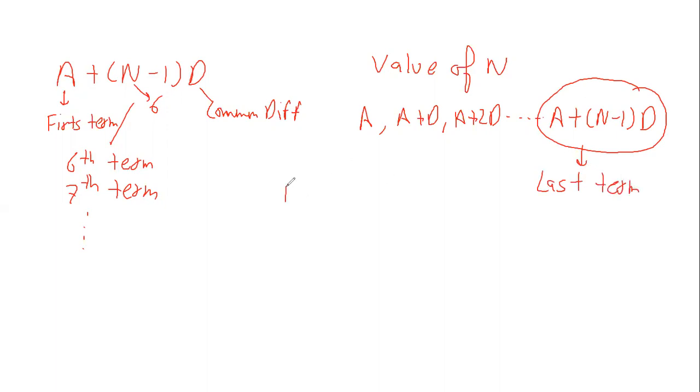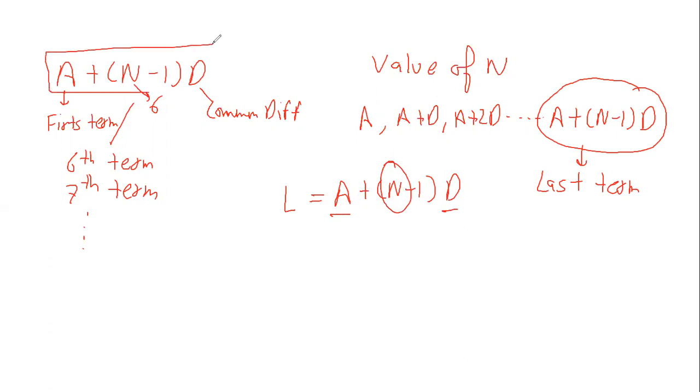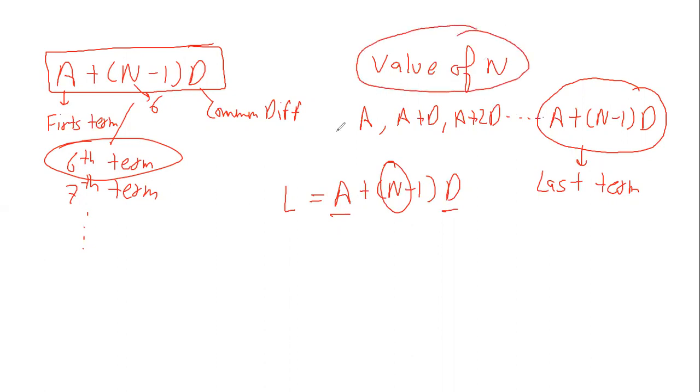So if I know the last term, and if I equate the last term with a plus n minus 1 times d, replace the value of a as the first term, replace the value of d, I can calculate the value of n. So this expression a plus n minus 1 times d is very important. As I told you, it's used for two things. It is used to figure out any particular term in the sequence, or more importantly, it is actually used to figure out the value of n. If I equate this expression with the last term, I will get the value of n, which represents the number of terms in an arithmetic progression.